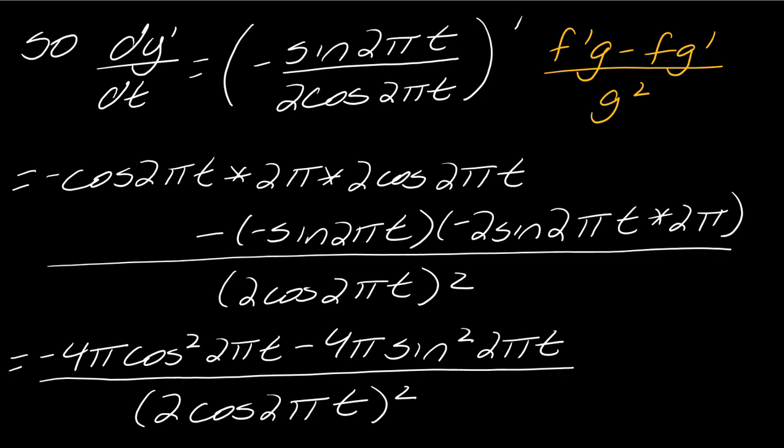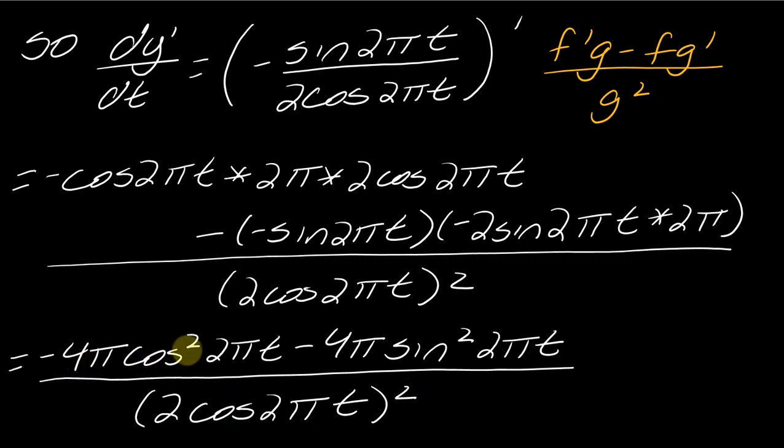Okay, so I collect my like terms. I notice here this 2 and this 2 multiply together, and I do have this minus sign, so this comes to negative 4 pi cosine squared 2 pi t, and then I've got a negative, a negative, and a negative, so this all stays negative. And I've got this 2 and this other 2 pi, so this is minus 4 pi sine squared 2 pi t. All of this divided by 2 cosine 2 pi t squared.